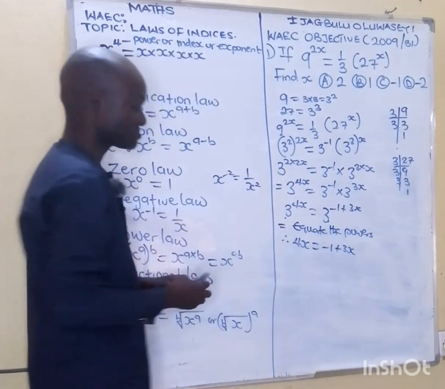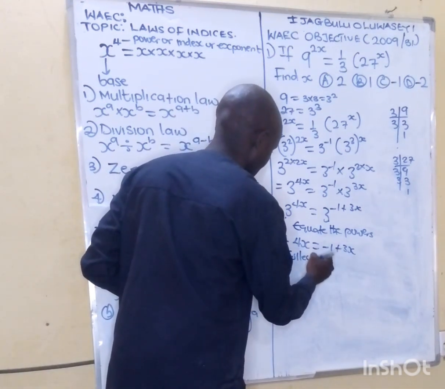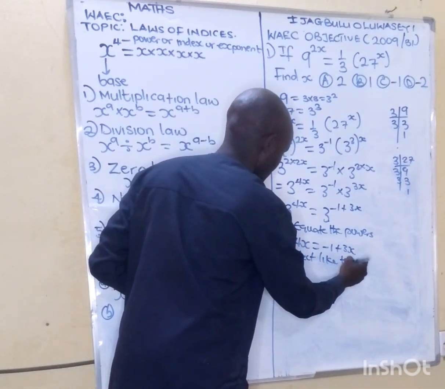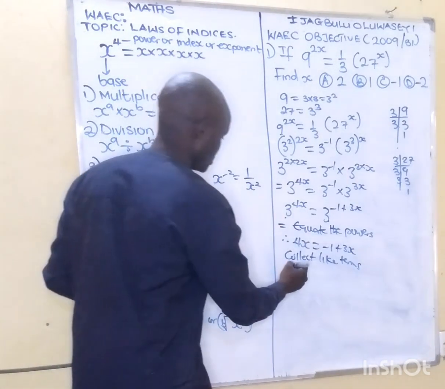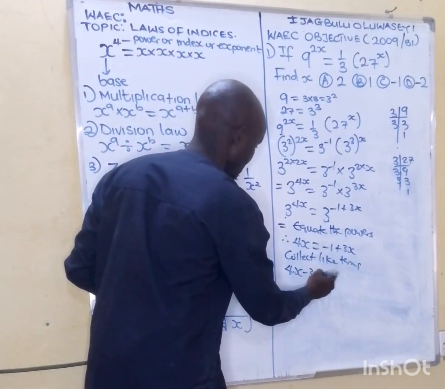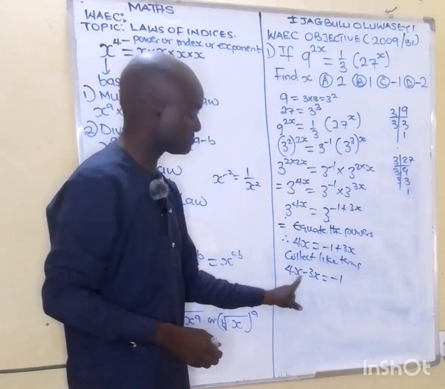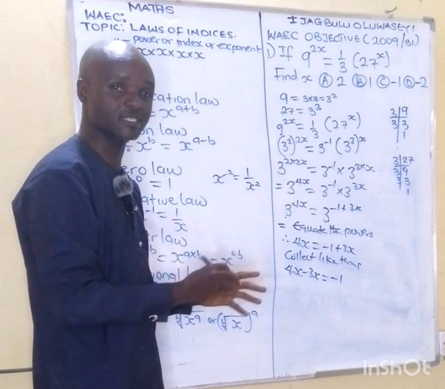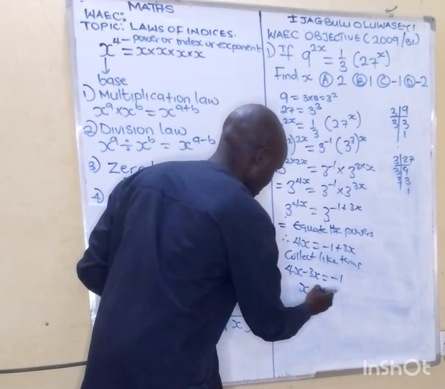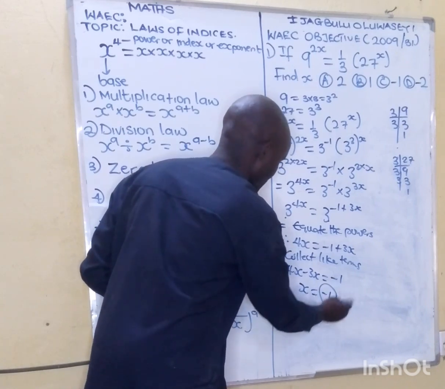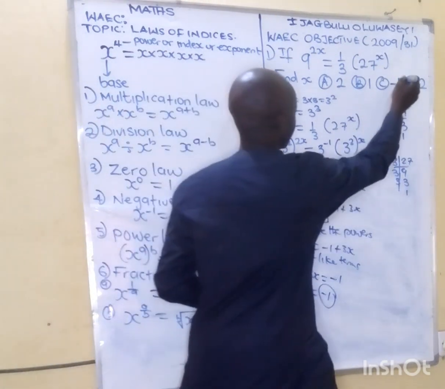At this point, you collect like terms. You bring 3x to the other side of the equation, which is going to give you 4x minus 3x is equal to minus 1. So if you look at it, 4x minus 3x, that is when you have 4x's and you subtract 3x's from it, you have 1x. So x is equal to minus 1. So this is your final answer. You look at the options that you have, and you will see that the answer to the question is C.